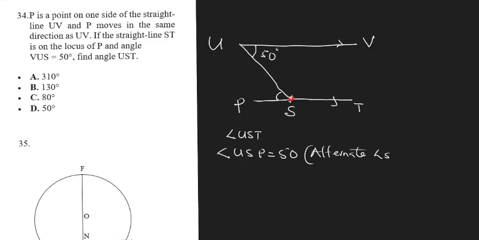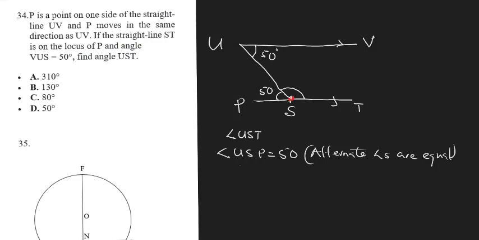These corresponding angles are equal. So we have this. Now, after getting this one as 50, how can we get our angle UST? Angle UST. So what is the letter at the center? The letter at the center is S. So that means we're going to find this place.